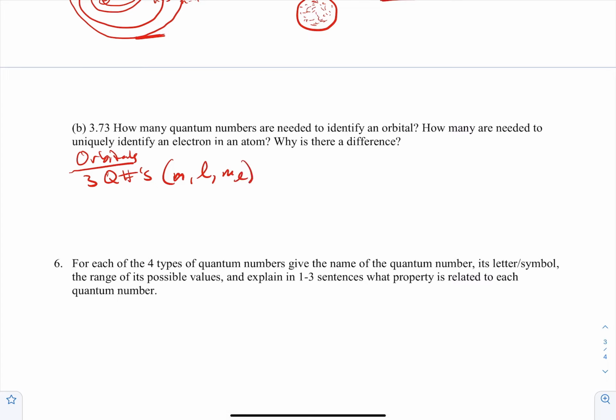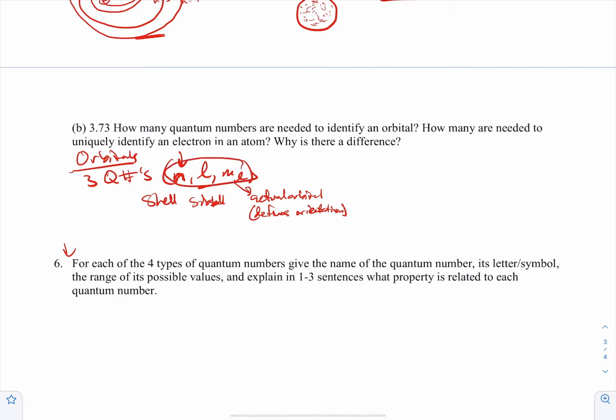Now, what these signify is, n is the shell, and l is the subshell. We'll get to these in a second in number 6. And m sub l is the actual orbital, and in particular, it defines its orientation. Because there could be multiple orbitals in one subshell, and they'll all have different orientations, and one particular orientation is what we designate as m sub l. So we only need these 3 quantum numbers to identify an orbital.